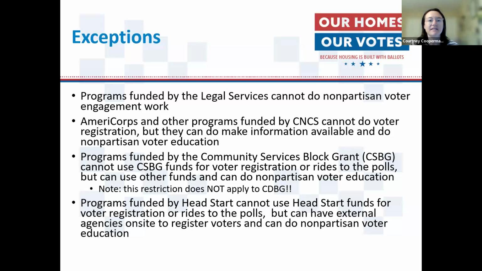Similarly, Head Start funds can't be used for nonpartisan voter registration or rides to the polls, but they can have external nonpartisan organizations on site to register voters. They can also do other types of nonpartisan voter education, like keeping parents informed about how and where to vote. So we'll drop a link where you can read more about the specifics of these restrictions. But again, the key takeaway here is that these programs with restrictions are an exception, they are not the rule. In general, federally funded programs can and are actively encouraged to register and educate and mobilize voters in nonpartisan ways.